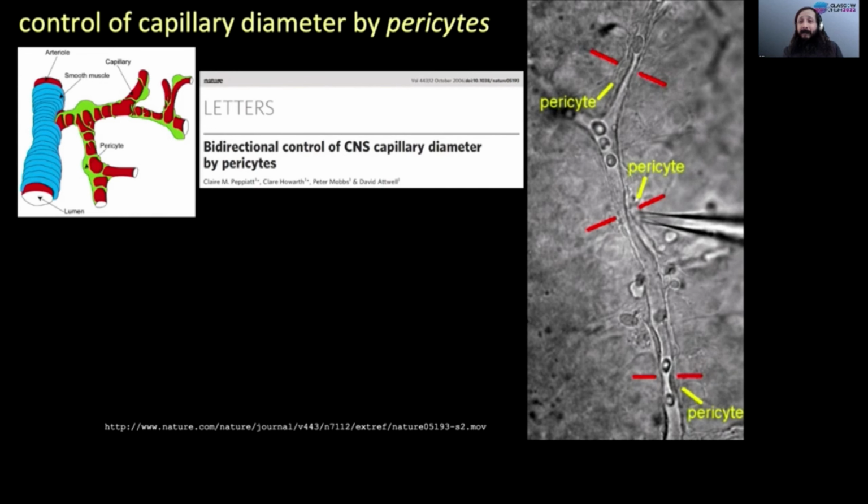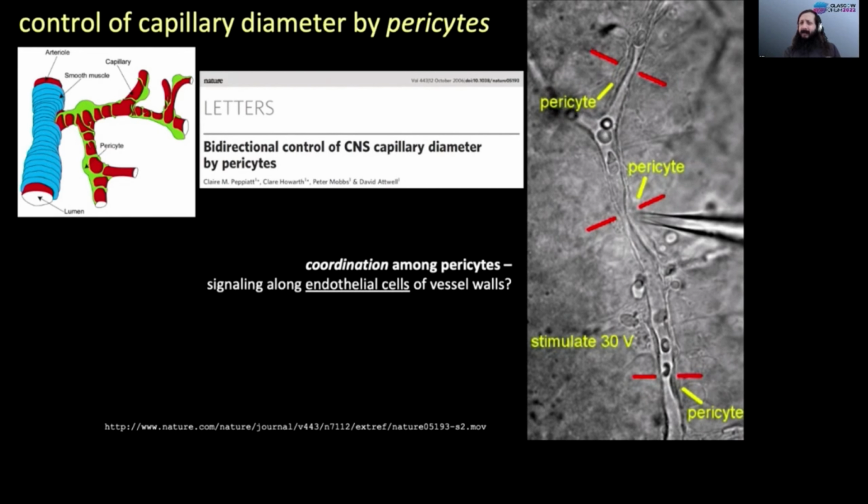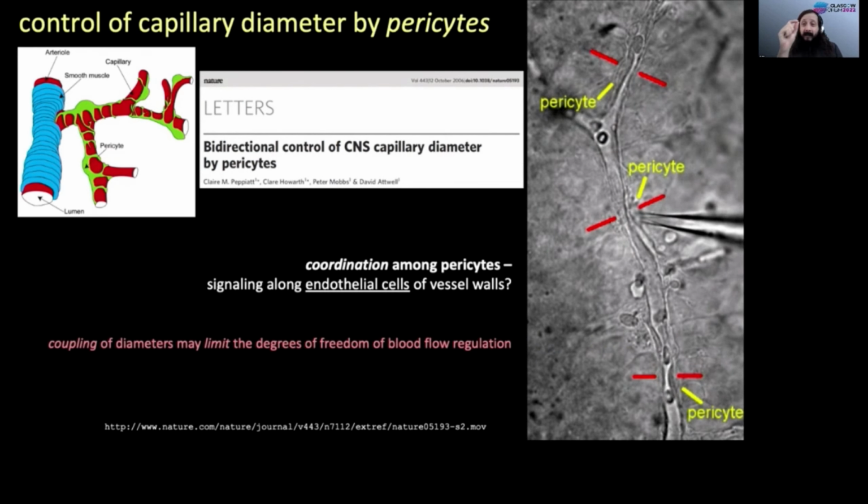Pretty cool. But perhaps what's more amazing is that, and this movie loops in case you missed it, just after the stimulated pericyte in the middle constricts, the neighboring upstream and downstream pericytes, indicated by red arrows, also constrict. So there's some coordination among these pericytes, and we know that there is signaling or communication along the endothelial cells that line the vessel walls. So this tells us that there is machinery in place for very focal blood flow regulation. Now, the bad news may be that there's some coupling between the diameters of multiple capillary locations, which may constrain or limit the degrees of freedom of blood flow regulation.